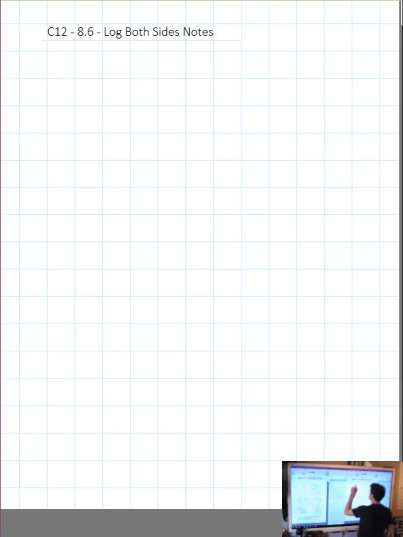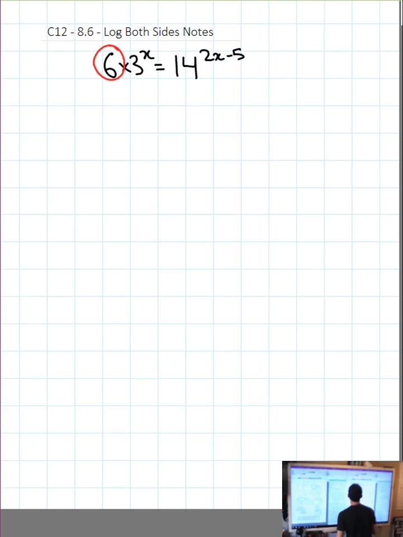So let's see an interesting version. 6 times 3 to the x equals 14 to the 2x minus 5. For example, can we divide both sides by 6? Well, absolutely not. 14 has an exponent, and BEDMAS tells us to do exponents before multiplication and addition. So if we can't do that exponent, we absolutely can't do the division by 6.